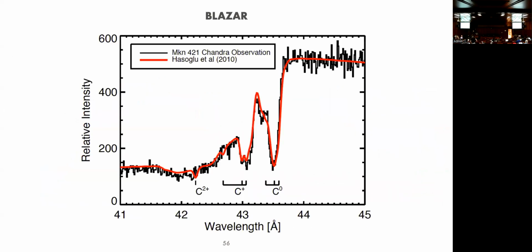It was a surprising spectrum for a blazar, Markarian 421. In the case of blazars you expect only a power law, but here we can clearly see there is a carbon edge absorption feature as well.